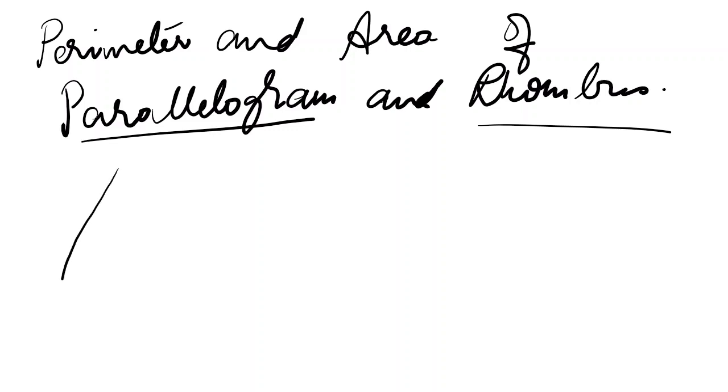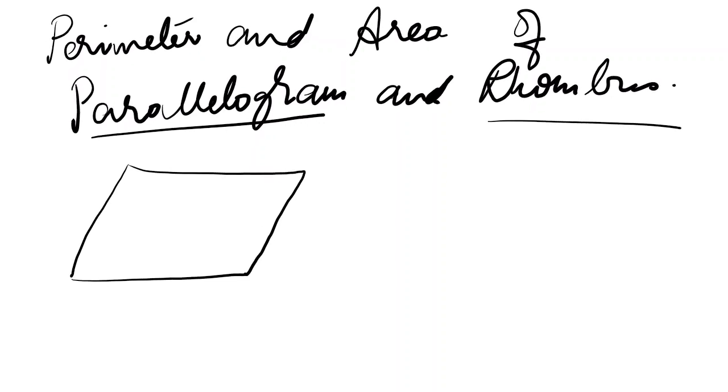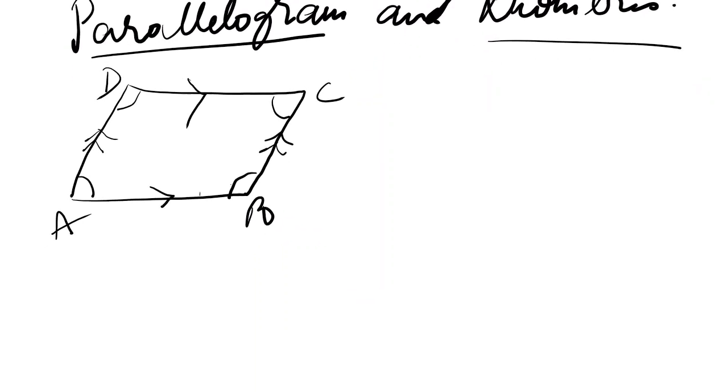A parallelogram is similar to a rectangle, but in a rectangle every angle was 90 degrees, but in a parallelogram each angle is not 90 degrees. The opposite sides are parallel and equal like in a rectangle. So if ABCD, opposite sides are equal and parallel. Same thing in rectangle. Only thing is in a rectangle each angle was 90 degrees. That is the difference. So the formula for perimeter is same as rectangle, but the formula for area changes.